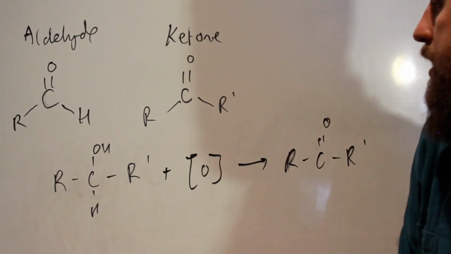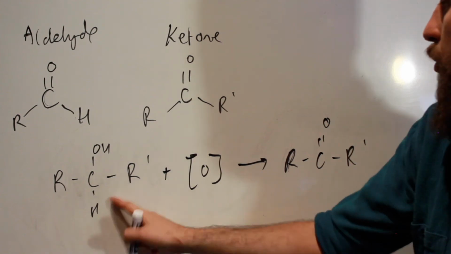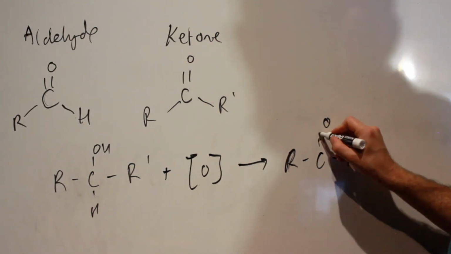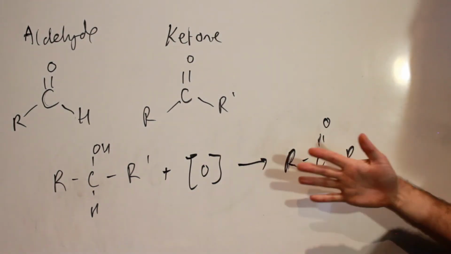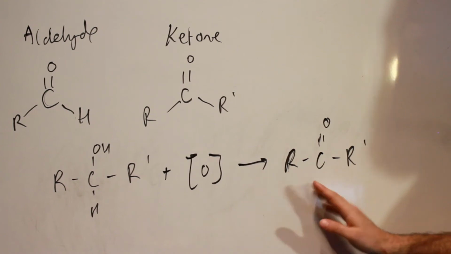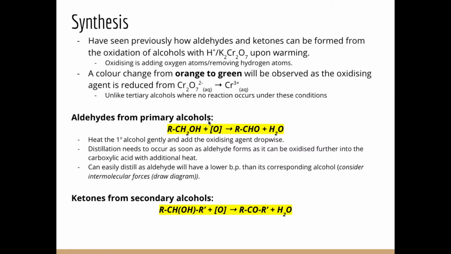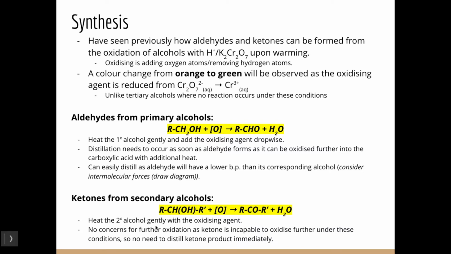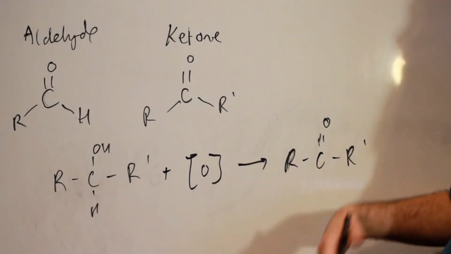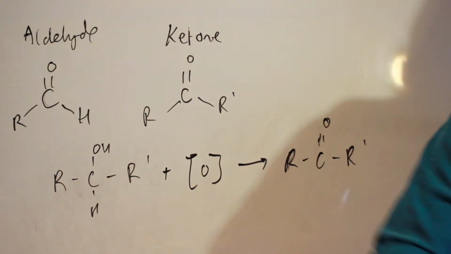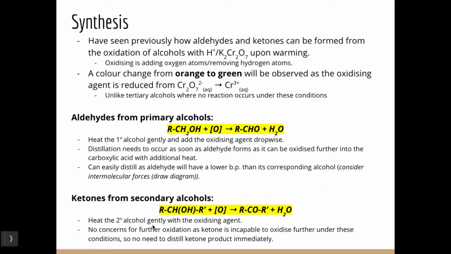So the same thing, the oxidation defined as the removal of hydrogen, we are removing hydrogen there to get our ketone product. Now, once we form the ketone, there's no other hydrogens to remove, so we're not at risk of further oxidation under these reaction conditions. So all we've got to do, we've got to heat the secondary alcohol gently with the oxidizing agent, and because there's no more hydrogens to take from this carbonyl, unlike in the case of the aldehyde, where there is an extra hydrogen to take, we won't get further oxidation, so no need to distill the ketone product immediately. We just let the reaction go to completion.